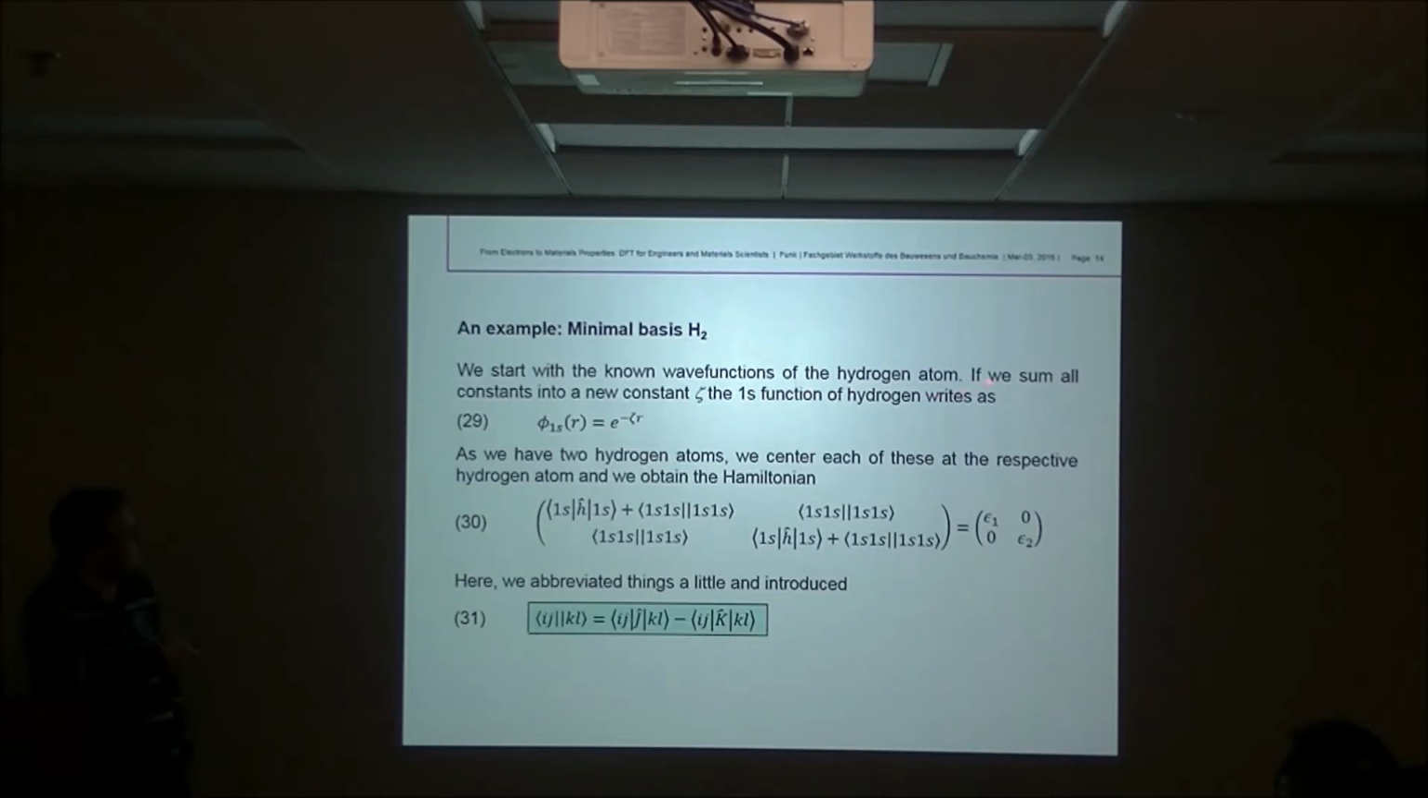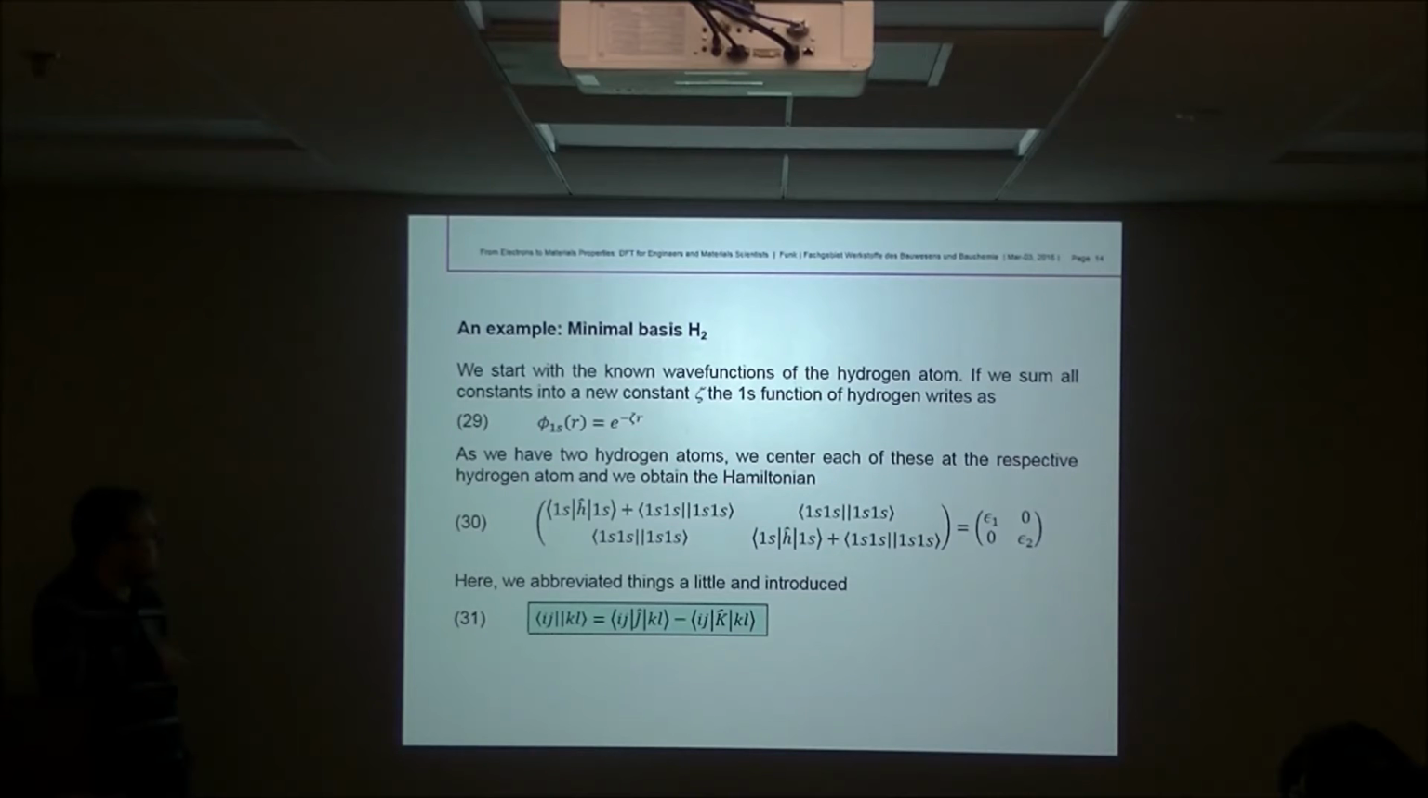As an example, let us have a look at the minimal basis hydrogen molecule. So we start with the wave functions of the hydrogen atom. Now we just sum the constants a little bit. We want to have the 1s function, right? We are in the ground state with our hydrogen atoms. And all the constants are summed into a new constant zeta. Then it takes this simple form. Okay, there's a normalization in front of it still, but beyond that, it's just the simple form: e to the power of minus zeta r. Simple. We have two hydrogen atoms. This means that we center the 1s at the coordinate center of hydrogen atom 1, which we call R1, and the other one at R2.